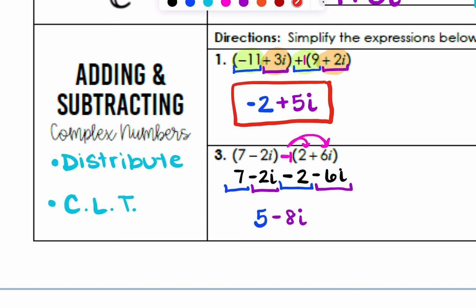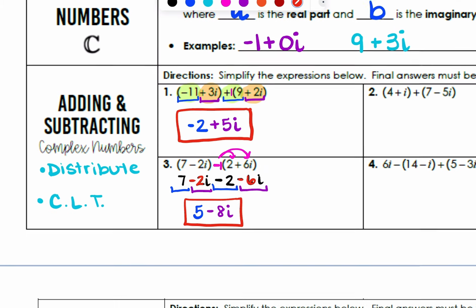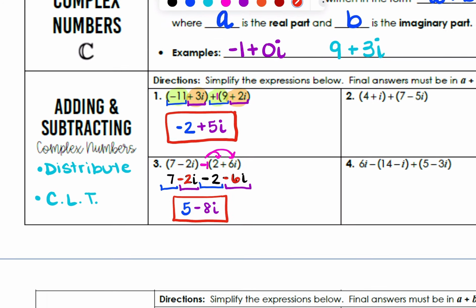-8i, right? We are not changing the i. We're not making it an i squared. They're not canceling out. We are really just counting how many of them do we have. So we're doing -2 minus 6. Okay.